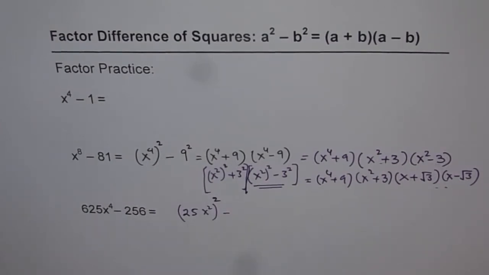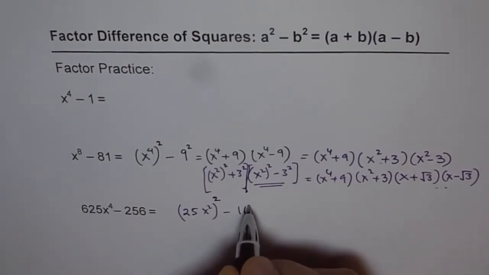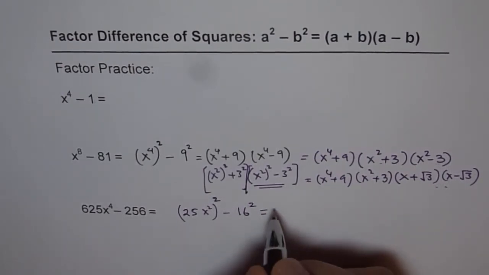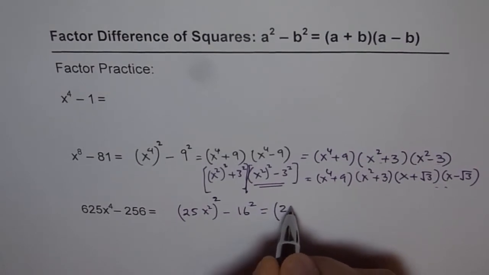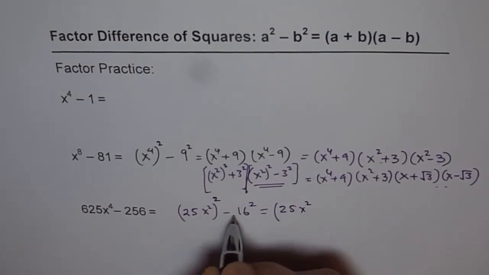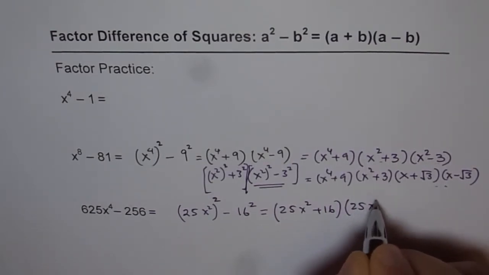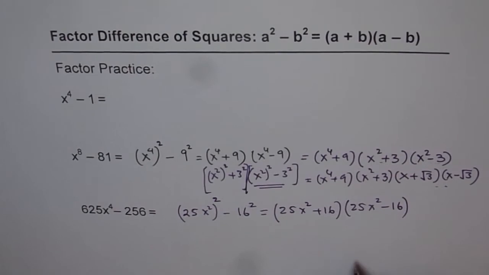Similarly, you can find the square root of 256. It is 16. So 16 square is 256. Now if we square root and get these numbers, then we have a difference of squares. So finding the square root is a good technique. Now we can factor them as a difference of squares. So I can write them as 25x square plus 16 times 25x square minus 16.